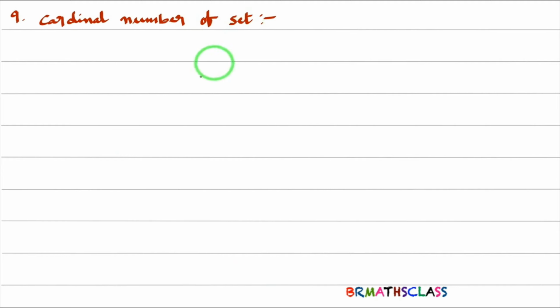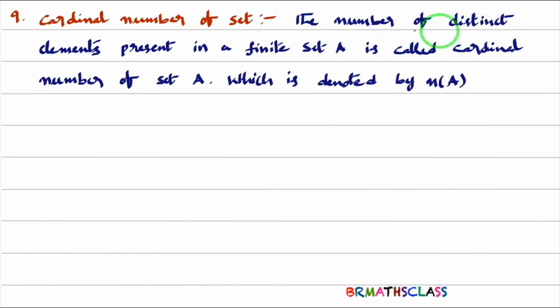Cardinal number of a set. What is meant by the cardinal number of a set? See here, the number of distinct elements. Distinct elements means different elements present in the given finite set A is called the cardinal number of set A, which is denoted by n of A.